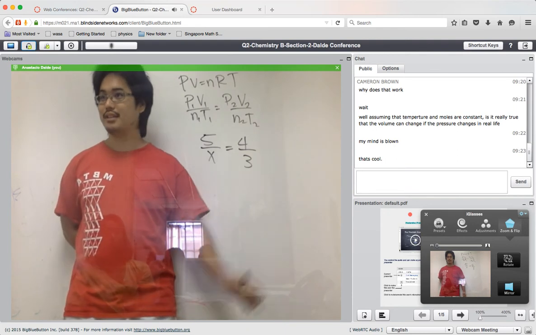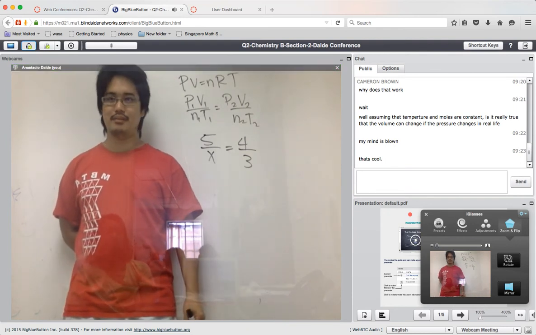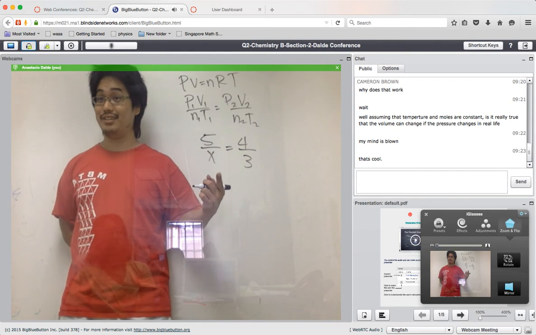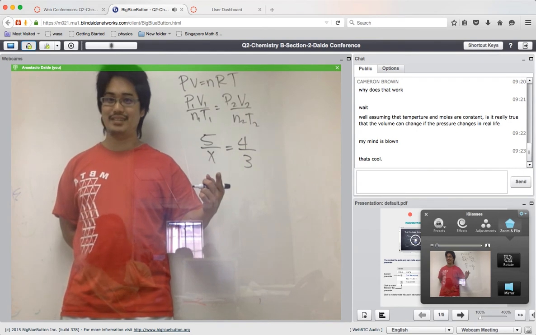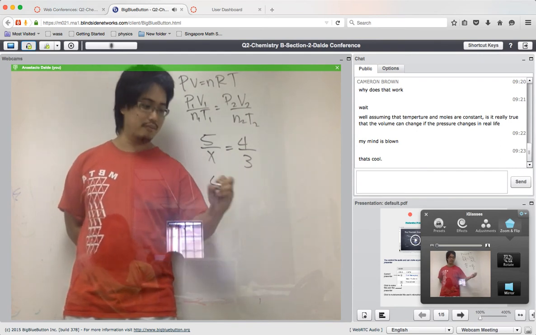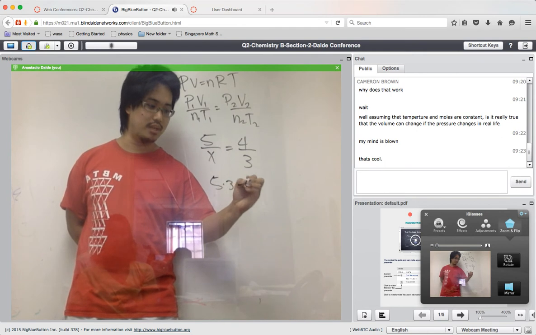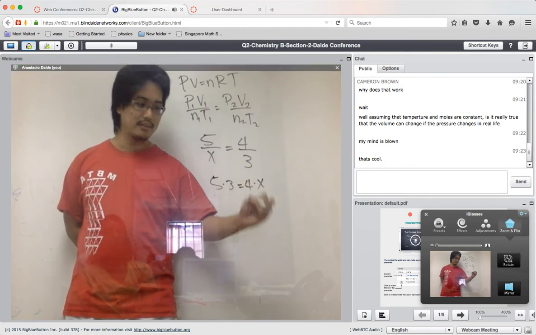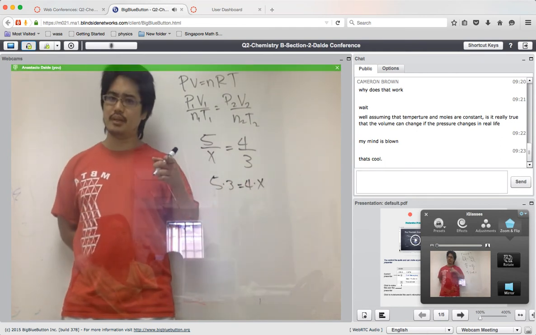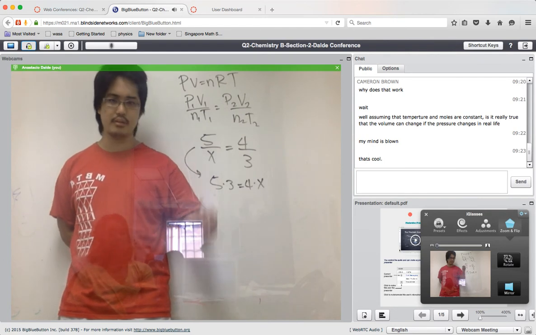Solve for x. Or how do you do this one? Let's do this one together. You cross multiply, so that would be 5 times 3 equals 4 times x. And why would you cross multiply? Just wondering. Do you know? Why did I go from here to here?